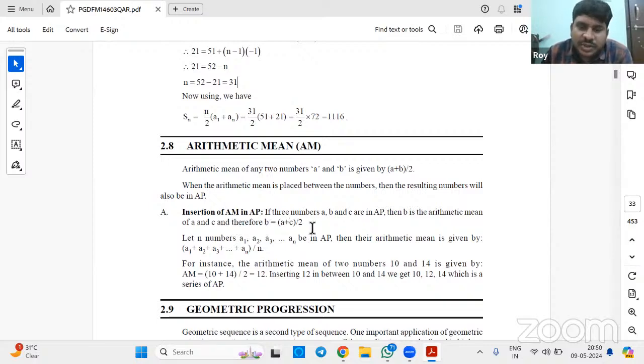Therefore, B is equal to (A plus C) by 2. Right? A, B, C is 1, 2, 3. What is the AP, the arithmetic progression of 1, 2, 3? It means 2 is equal to (1 plus 3) by 2. 1 plus 3 is 4, by 2 is equal to 2. So 2 is equal to 2. You will get it. For instance, the mean of 10 and 14 is given by (10 plus 14) by 2, which is 12. Right? What is 12 here? 10, 12, 14, the second value. This is how you can find it.